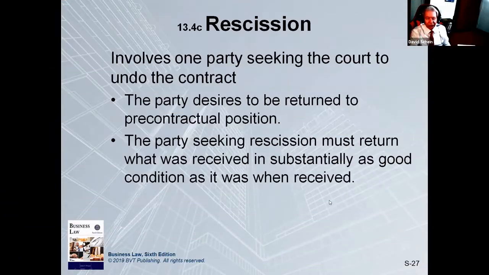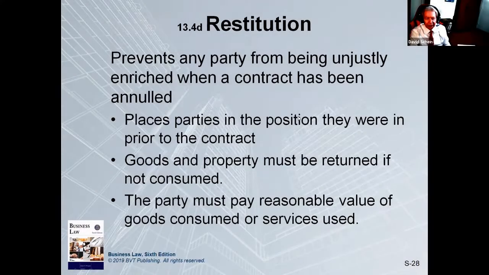And then rescission, again, is to undo a contract. This often happens, though, when the contract never really got completed. And then restitution is to not play a game, a gotcha with somebody, that you have to play fair with people. And if somehow you have gotten something that you didn't pay for, the court can say, no, you got to do one thing or the other.